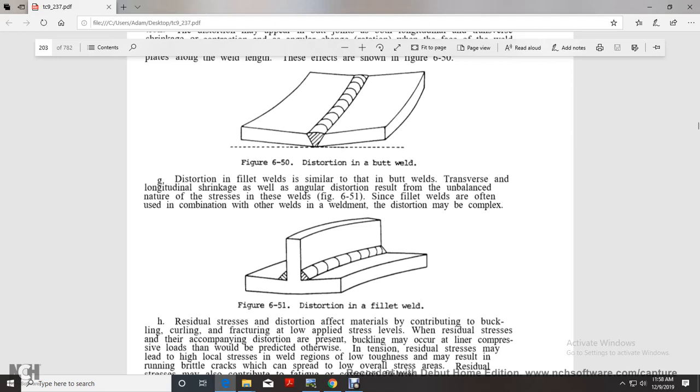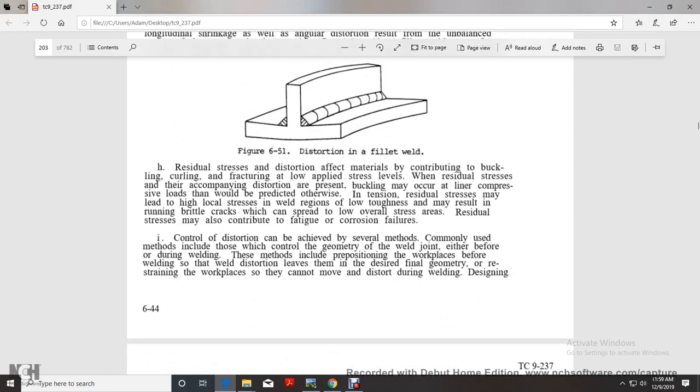Distortion of fillet welds is the same as with the butt weld, with transverse and longitudinal shrinkage and angular distortion resulting from the unbalanced nature of the stress of these welds. Figure 651. Since fillet welds are often used in combination with other welds, the distortion may be complex. Figure 651. Distortion of fillet weld.